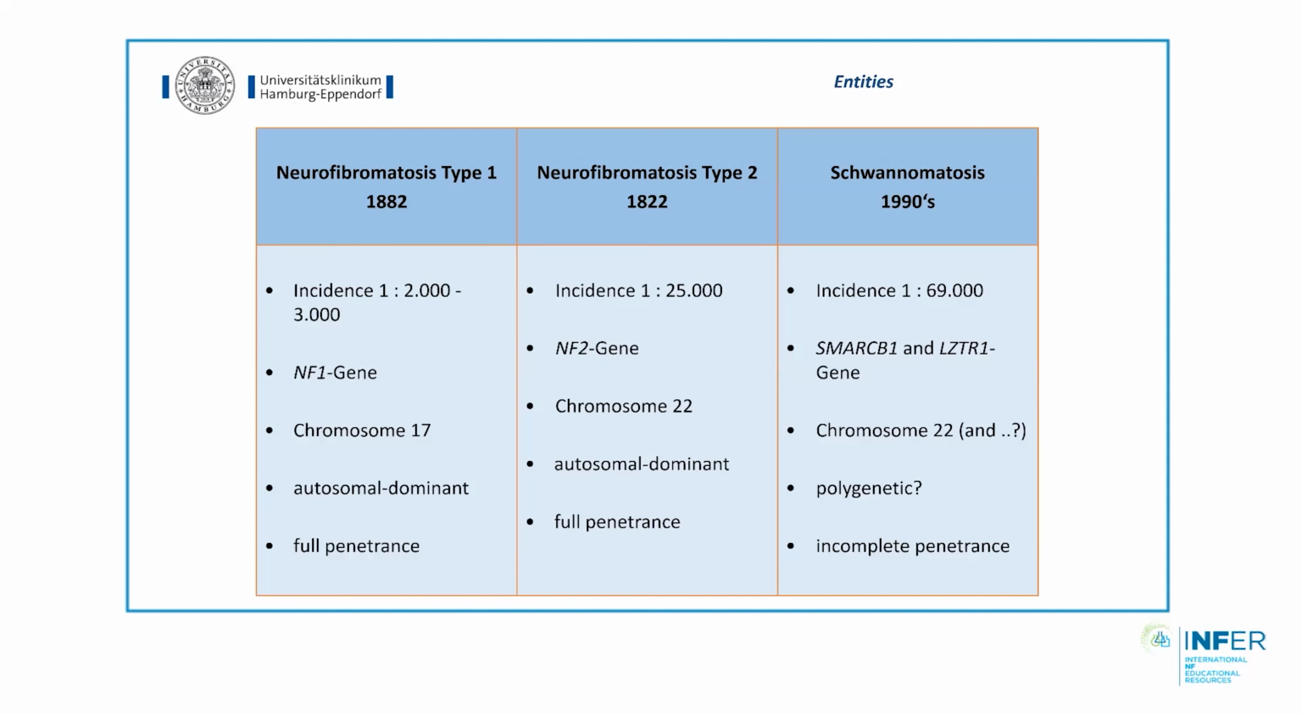But surely the decoding of the genetic mechanisms in the 80s and 90s shed light on the mechanisms defining these two as completely different entities. Things got complicated when schwannomatosis was named as an entity of its own. The genetic mechanisms are not as clear-cut as in NF1 and NF2, and still there are question marks regarding this issue.